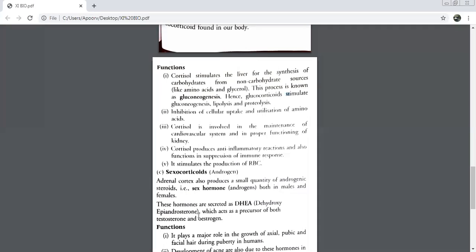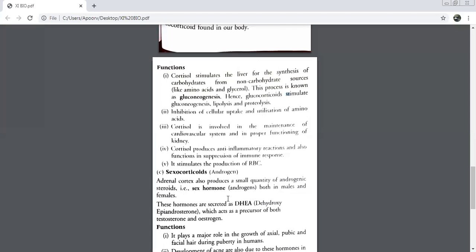Now, which hormones am I talking about? I'm talking about these sexocorticoids. They will first secrete DHEA. These DHEAs will act as precursors. Precursors means something which is going to start. It will initiate the process of formation of the main sex hormones, that is testosterone and estrogen. Testosterone is found in which sex? Males. What about estrogen? Females. That is why it was written that this is going to happen in both males and females.